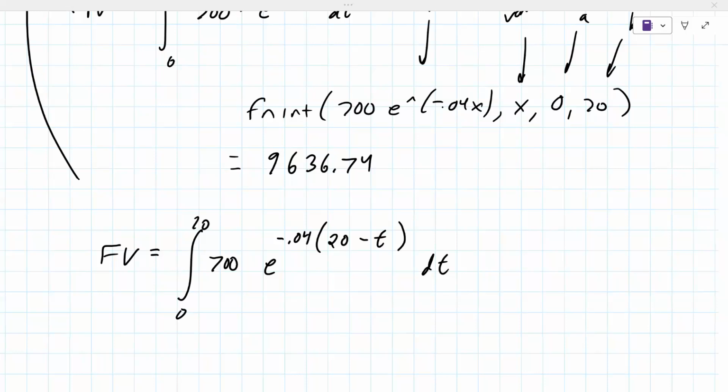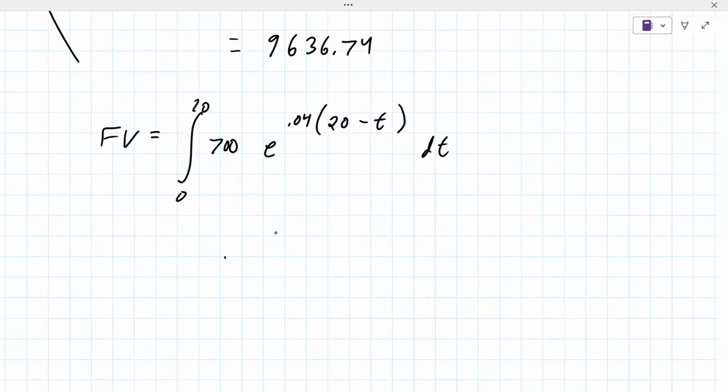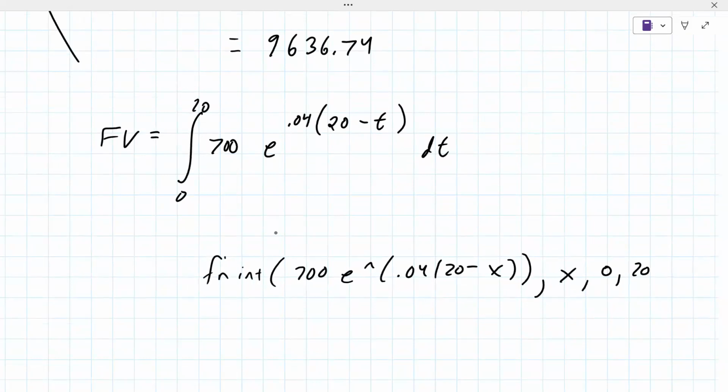So how would I enter that in? Sorry, it's not negative, positive. Fn int again: e^(0.04(20 minus x)), comma x, comma 0, comma 20. So in your calculator, you can do second entry and that'll recall the last line and you can edit it, or you can just retype it. Second entry grabs the last line. That's under enter, the lower right there. It's very, very archaic, but that's what it is.